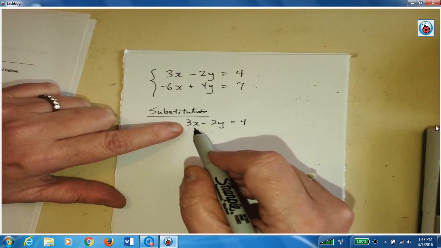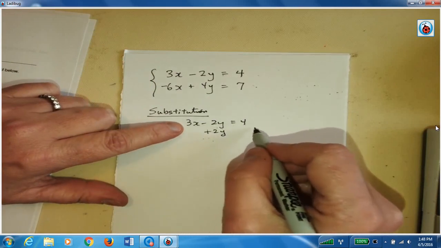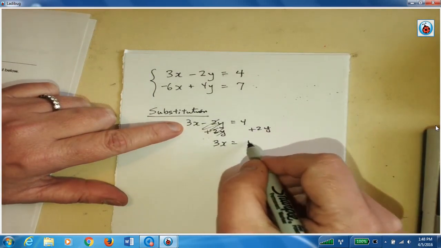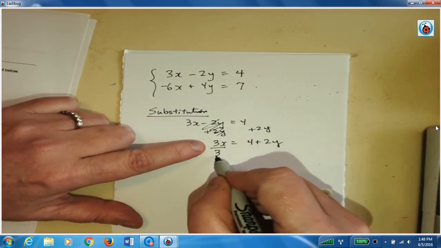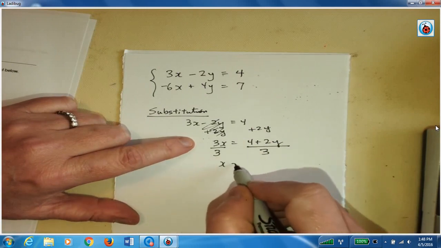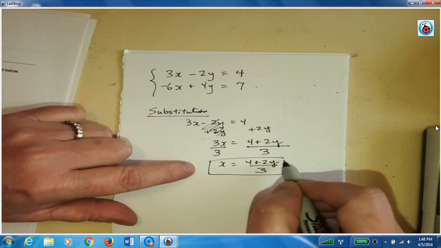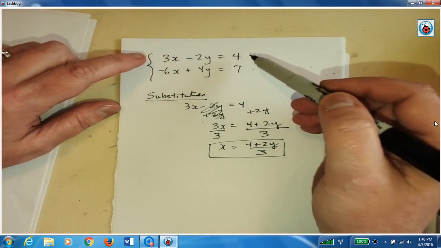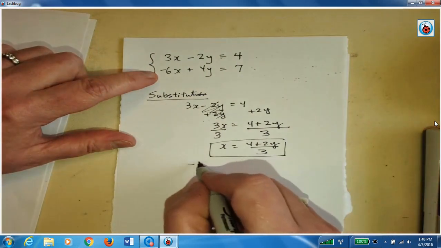And I'm going to try and get the x by itself. So I'm going to add 2y to both sides. So I get this. And now to get x by itself, I'm going to divide both sides by 3, which means I have to divide everything by 3. So that's what I got using the first equation. So now I'm going to substitute it into the equation I didn't use, which was the second equation.